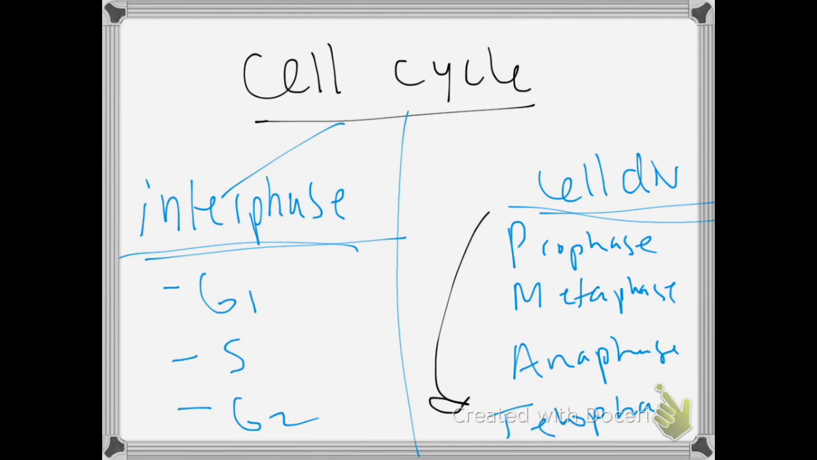Interphase, where it spends most of its time just being a cell, just doing what it does. So if it's a muscle cell, it's contracting. If it's an epithelial cell in the lungs, then maybe it's using its cilia to swipe away the pollen and stuff. So it's just living, okay?